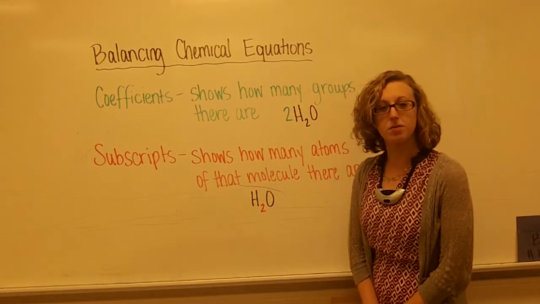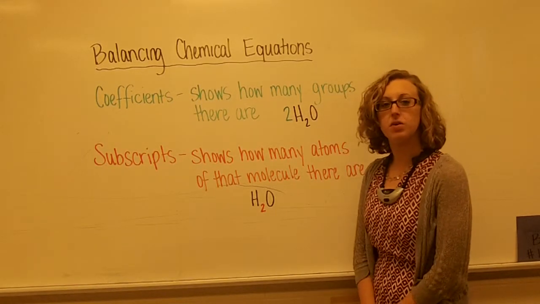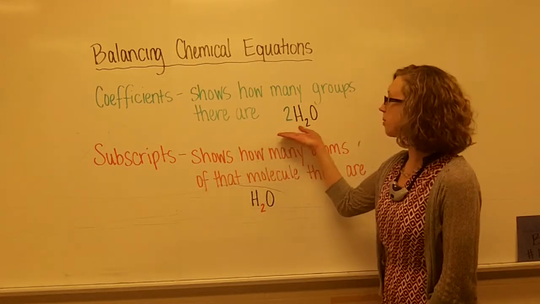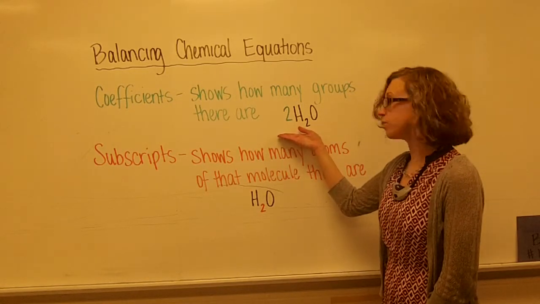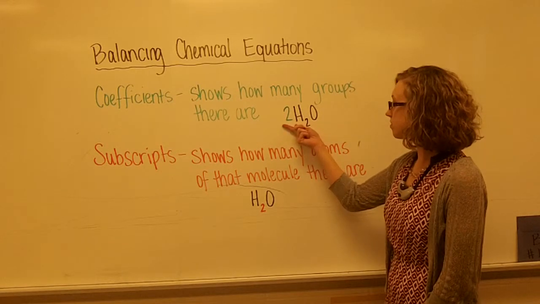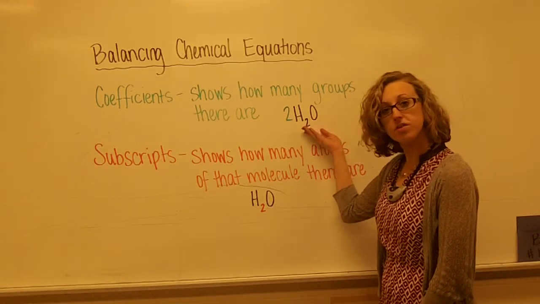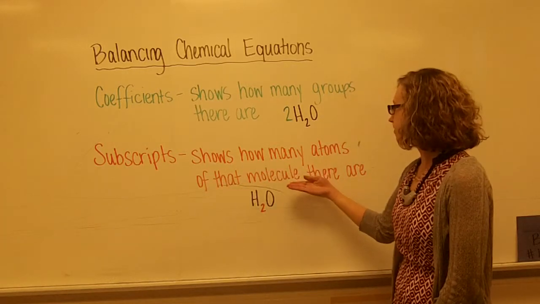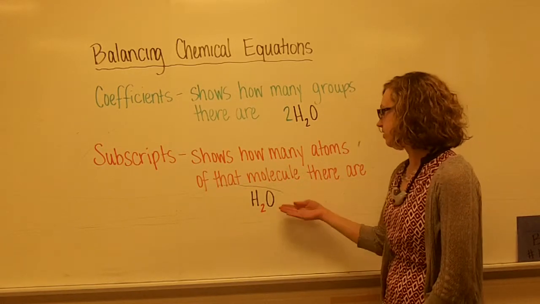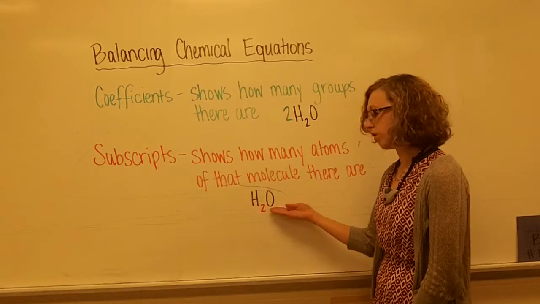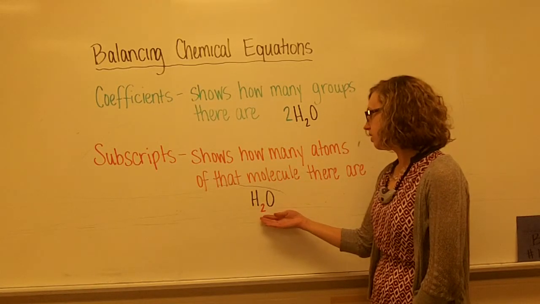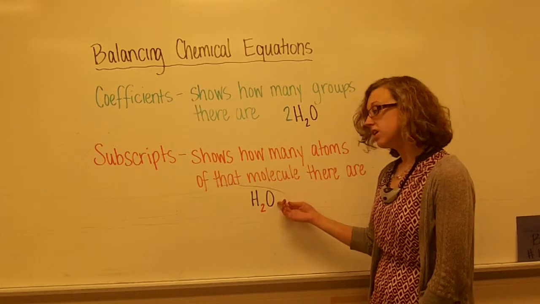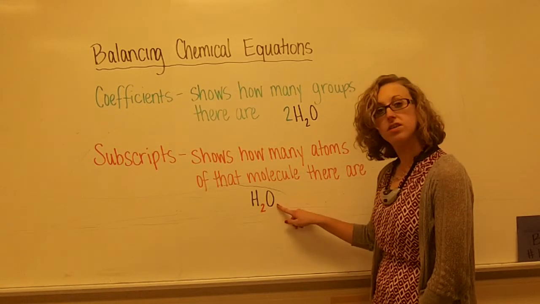Before we can balance chemical equations, first we need to determine what the coefficients and subscripts are. Coefficients show how many groups there are. In this example, there are 2 groups of H2O, or 2 groups of water molecules. Subscripts show how many atoms of that molecule there are. So in this example, we have H2O. There are 2 atoms of hydrogen and 1 atom of oxygen. If no subscript is shown, the subscript is 1.